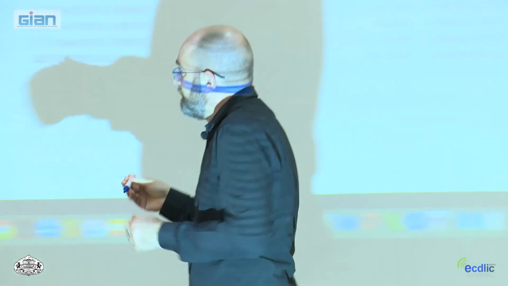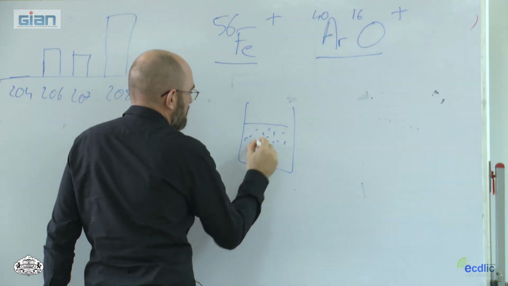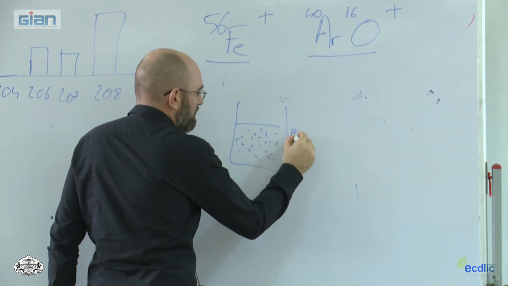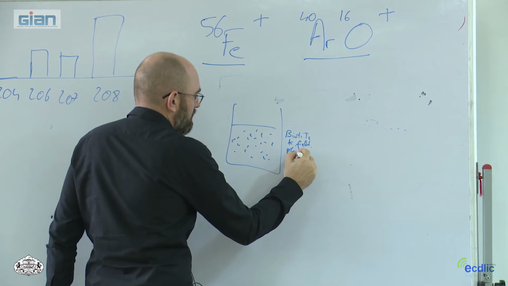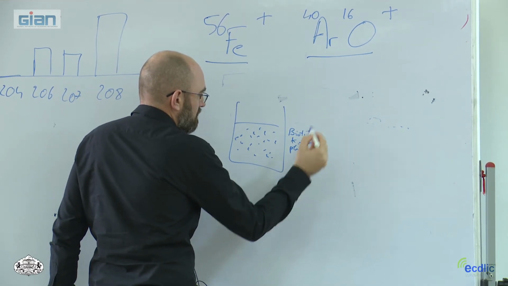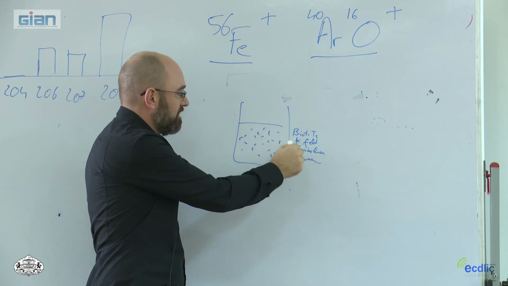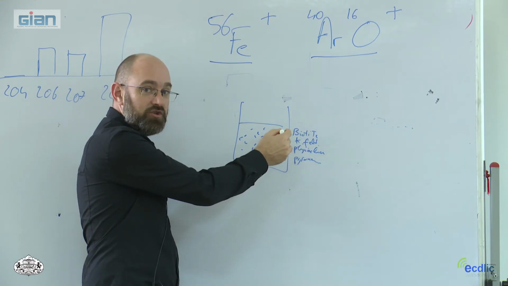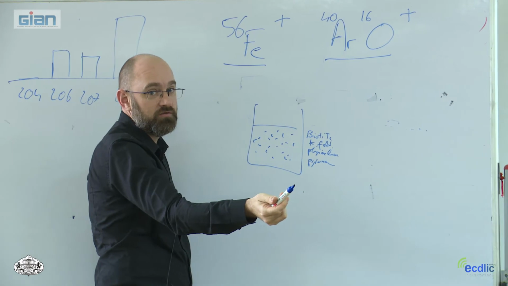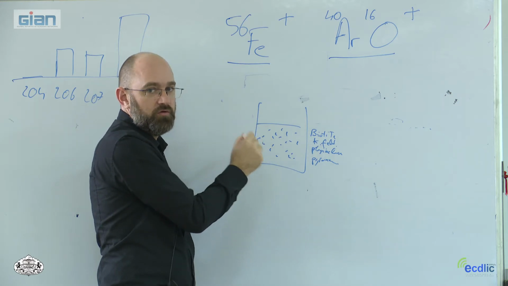Because you remember, if you crush a granite, your powder will be a mixture of grains of biotite, K-feldspar, plagioclase, maybe a pyroxene, etc. So if it's not homogenized, and you select a part which is biotite rich, then you will get a very radiogenic isotopic composition, which is not the real isotopic composition of your powder. So the homogeneity is very important.